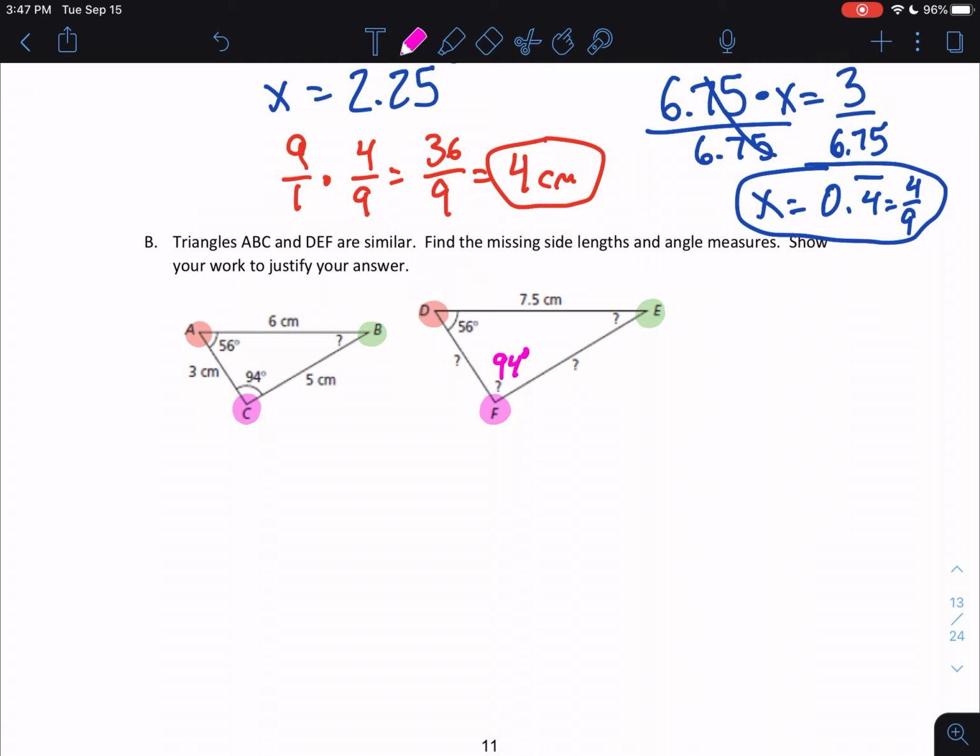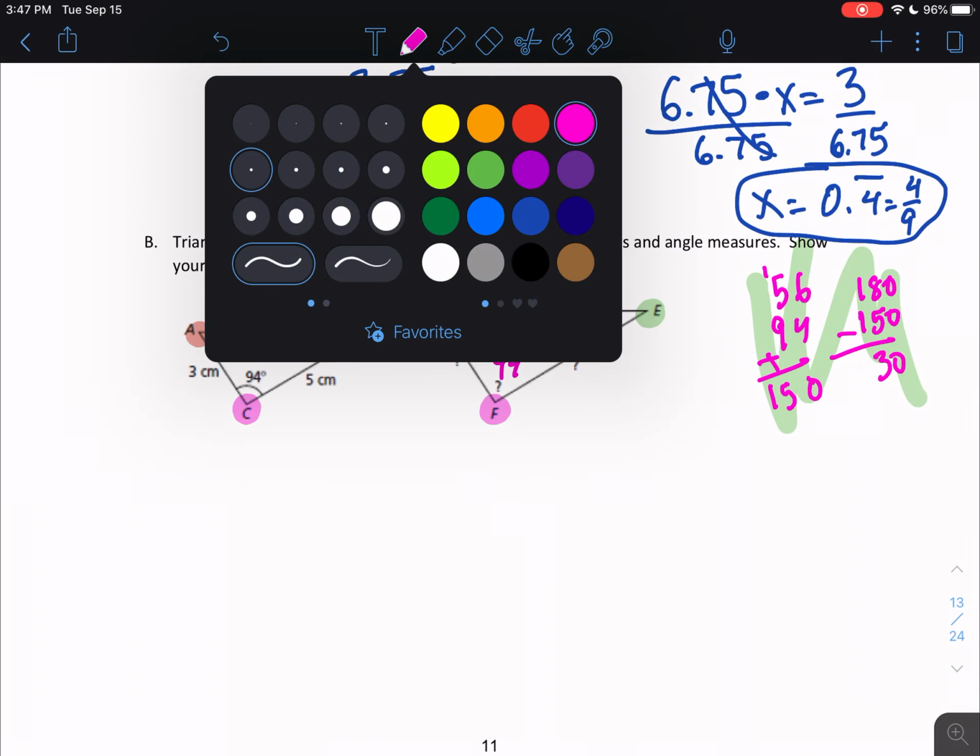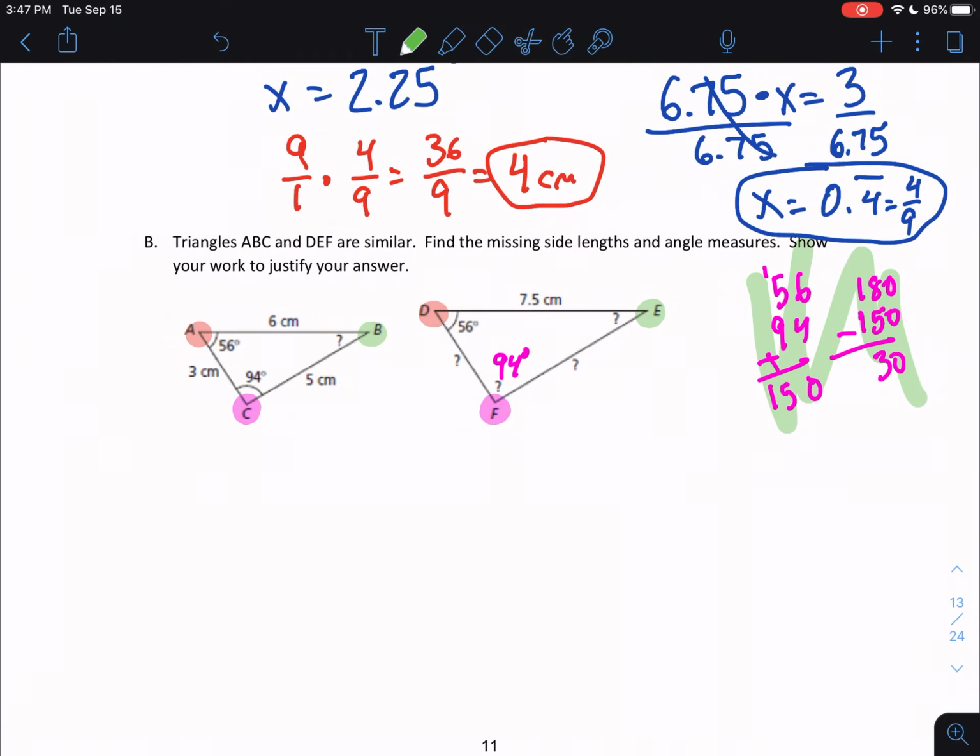And so angle E and angle B are both missing. But think about what we know about a triangle. We know angles of a triangle add up to 180 degrees. So we just have to do a quick little math problem. 56 plus 94, regroup, is 150, and then just subtract the 150 from 180. I probably should have done that in green, so I'm just going to highlight it so you can tell. Woohoo! And that means both angle B and angle E would be 30 degrees.